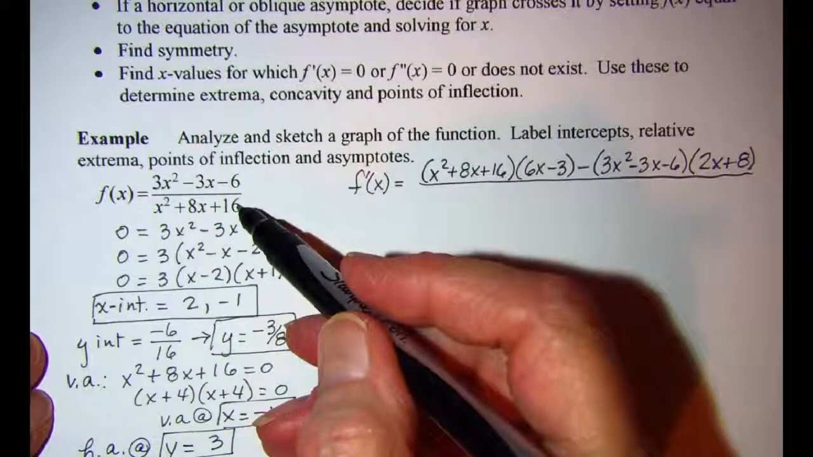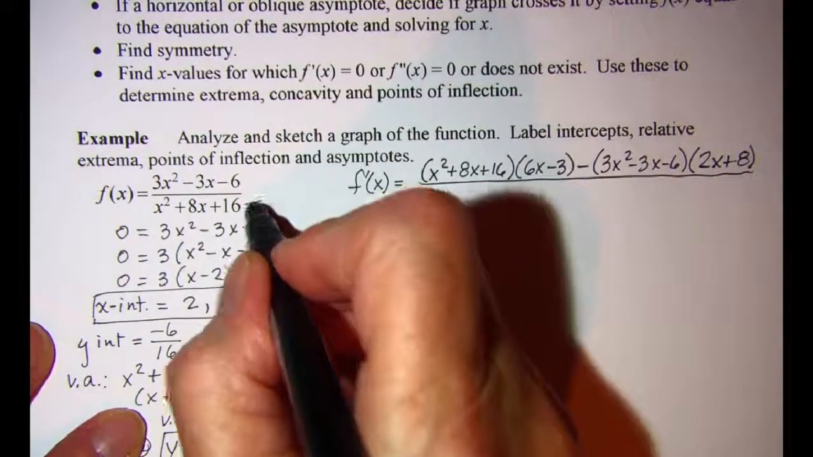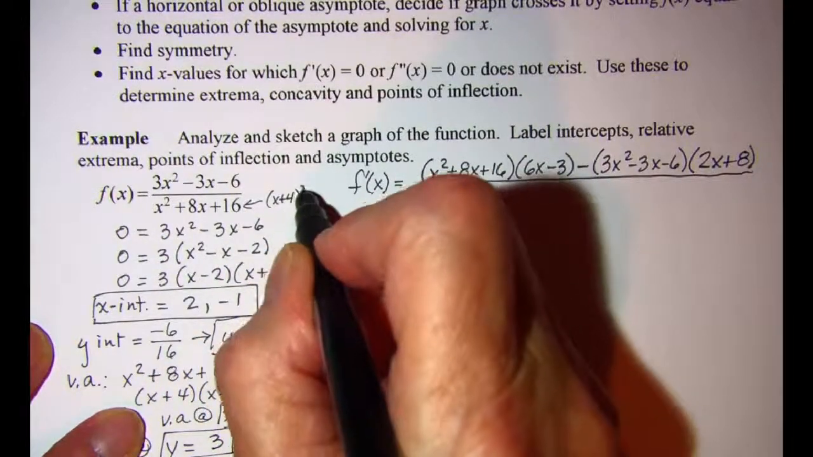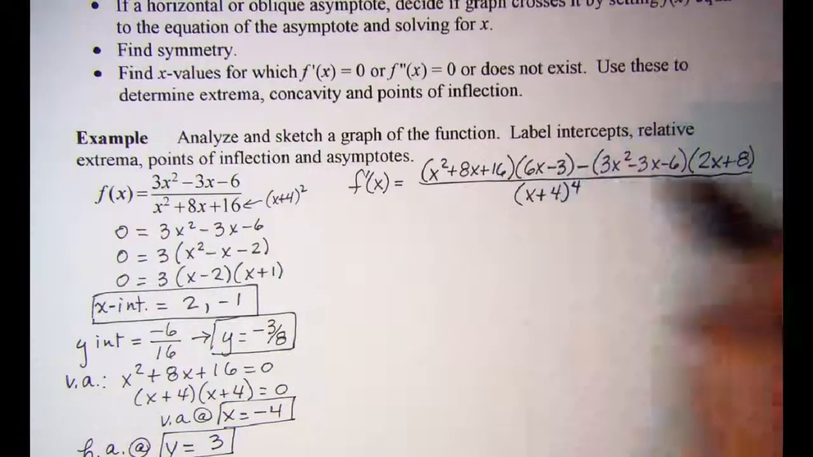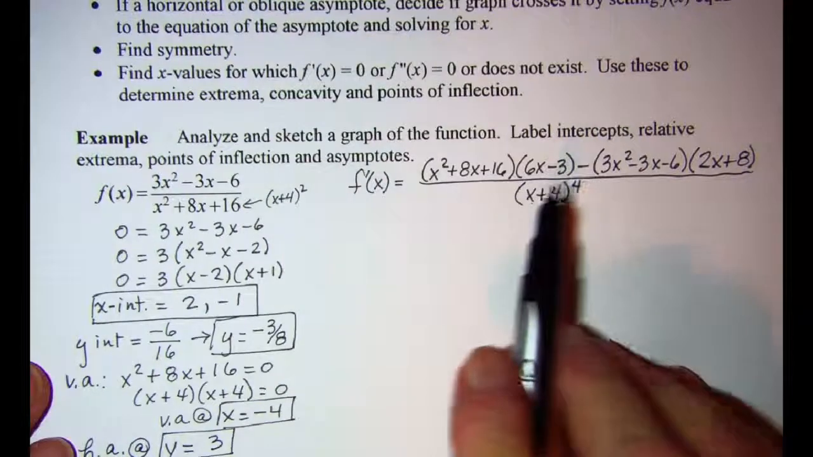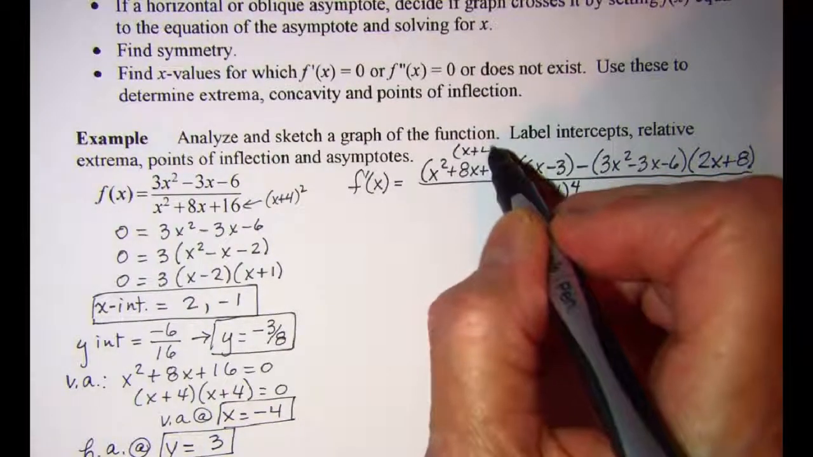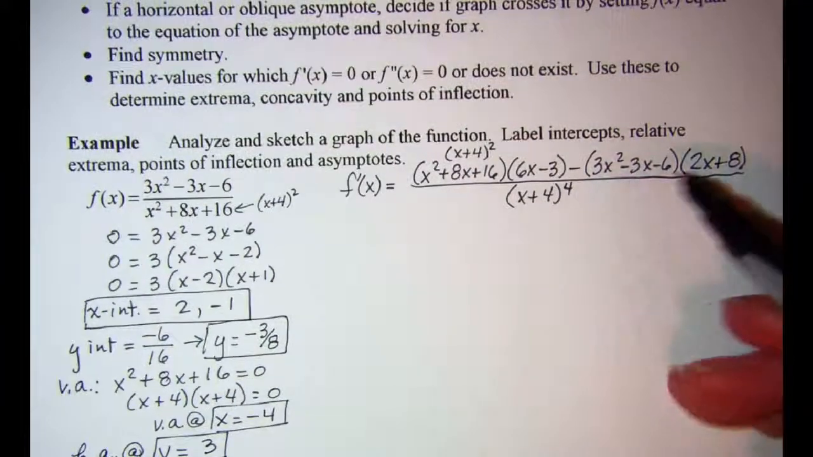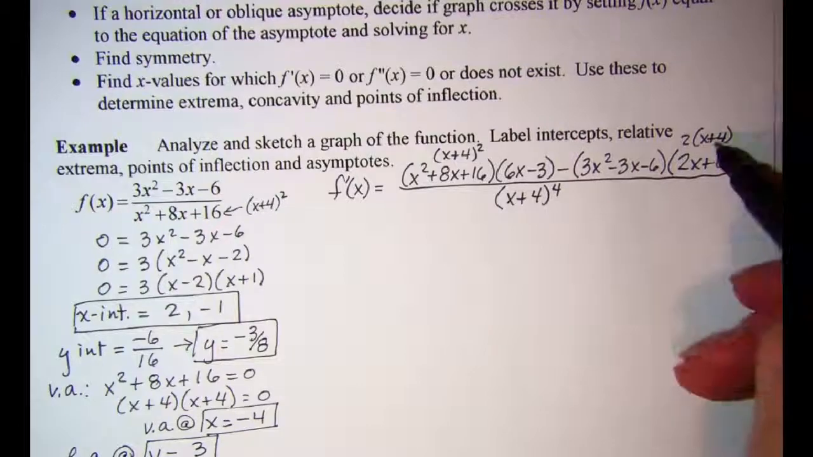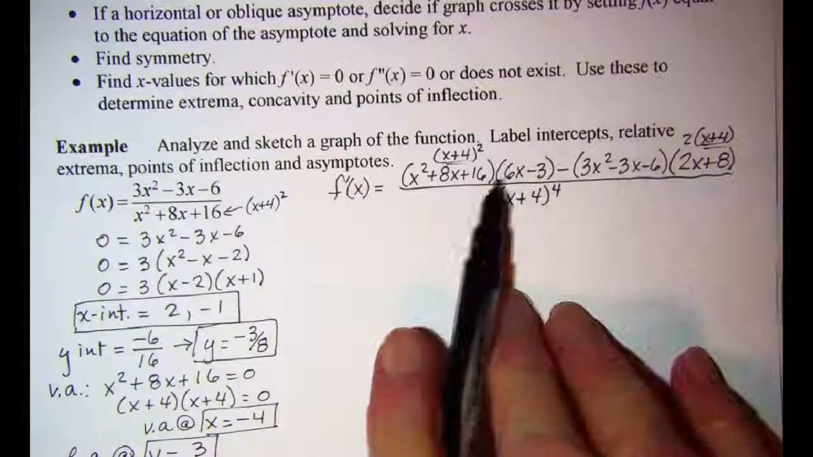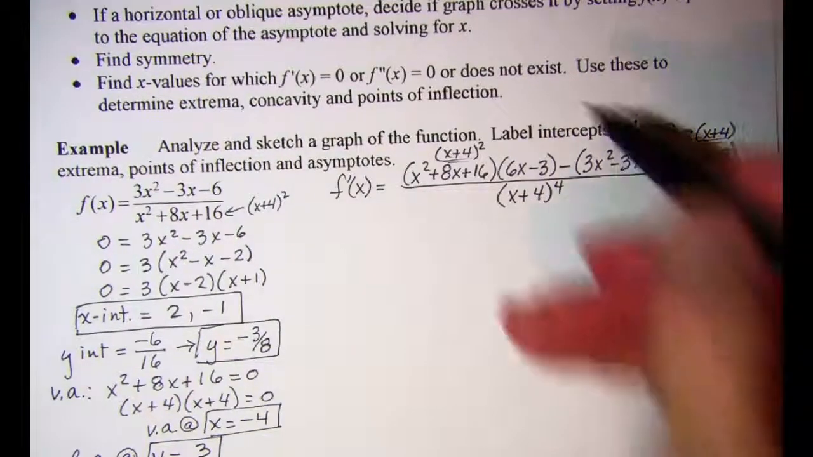Now this denominator was x plus 4 times x plus 4. I calculated that right here. So this is actually x plus 4 quantity squared. So in the denominator of my derivative, I'll have x plus 4 to the 4th power. This is also x plus 4. I'm looking now to see if I can do any simplifying. This factor is 2 times x plus 4. So it looks like I have an x plus 4 factor in each of my two terms in the numerator that I can cancel with one of these x plus 4 factors. So I'll take one of those.